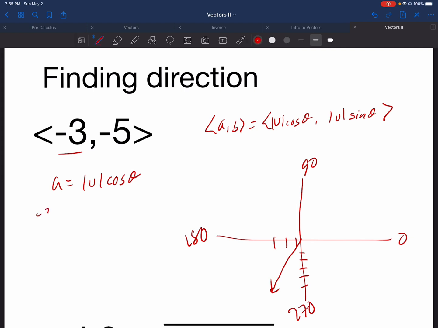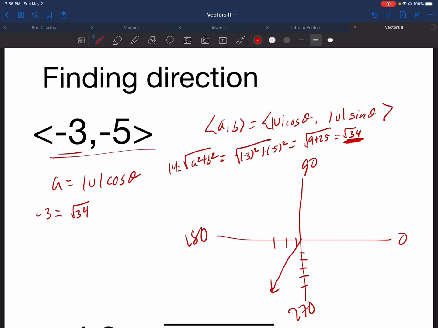So on this one, negative 3 is equal to A. I need to find the magnitude. So square root of A squared plus B squared, like we talked about in the last video. So it'll be the square root of negative 3 quantity squared plus negative 5 quantity squared. It'll be the square root of 9 plus 25, which is the square root of 34. So now I know that the magnitude of this vector is the square root of 34.